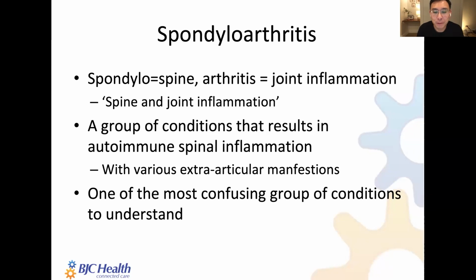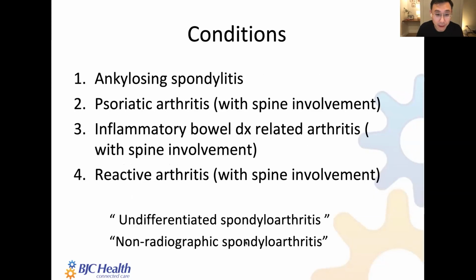It is one of the group of conditions that's extremely confusing to understand. And bottom line is it can cause spine inflammation, along with it, a bit of joint inflammation and tendon inflammation and other inflammation in other parts of your body. This slide doesn't move well. There we go. So historically, there are 4 conditions in that family.